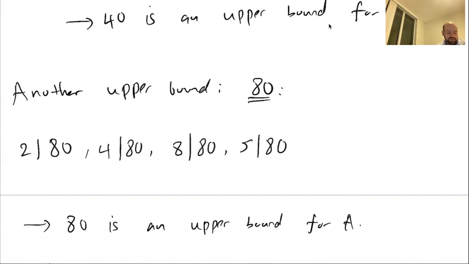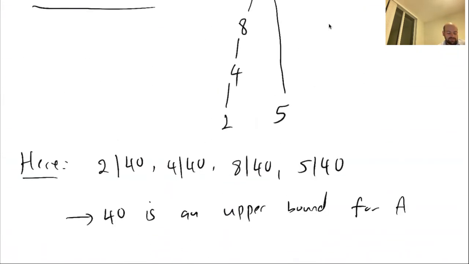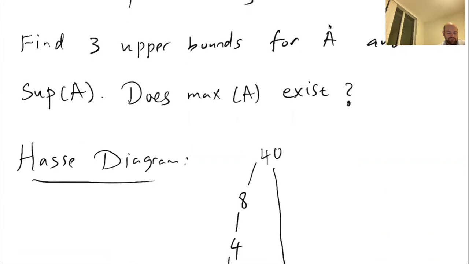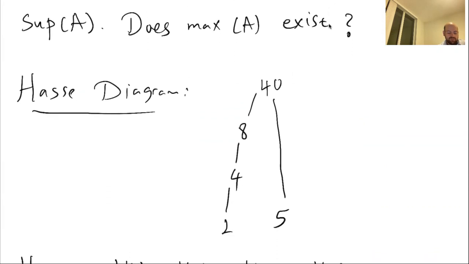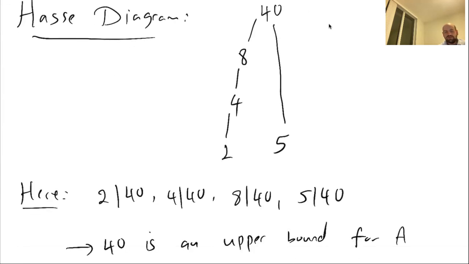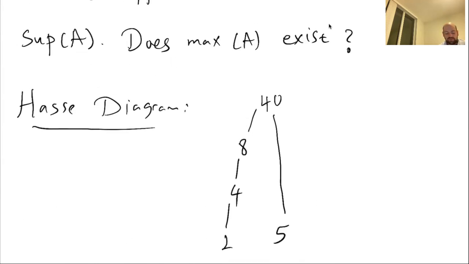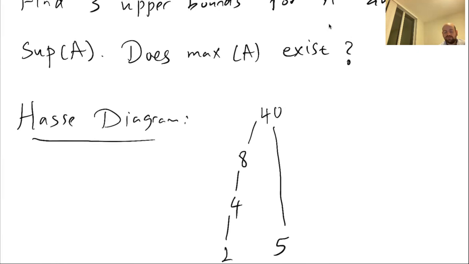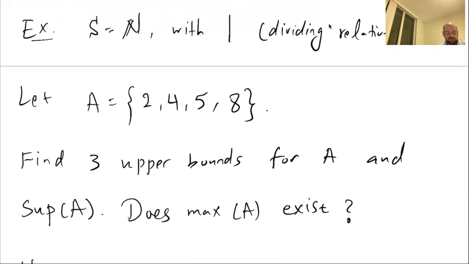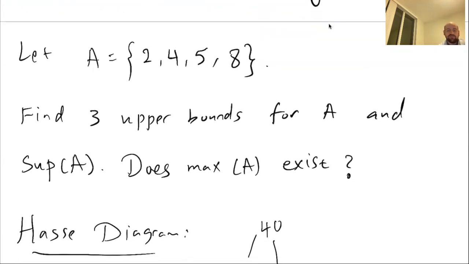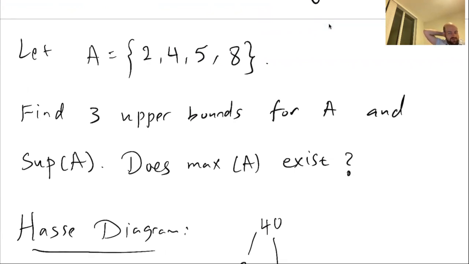And it also asked, does this set have a maximum? 2, 4, 8, 5. It does not have a maximum, because a maximum must be an element which lies above everything. But there is no element here which lies above everything in the original set. So remember, in the original set, we don't have 40. It's just 2, 4, 5, 8. If we had 40, then yes, 40 would be a maximum, because 40 is above everything.